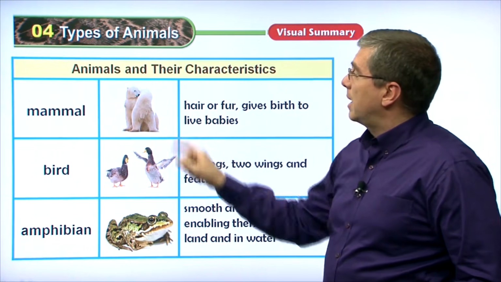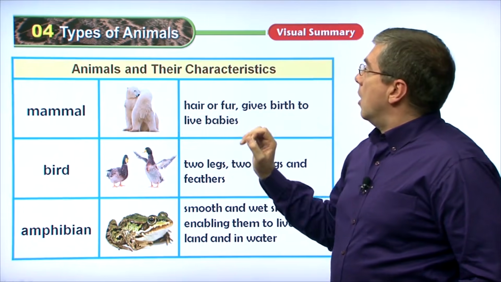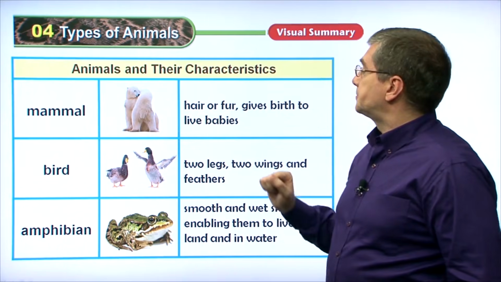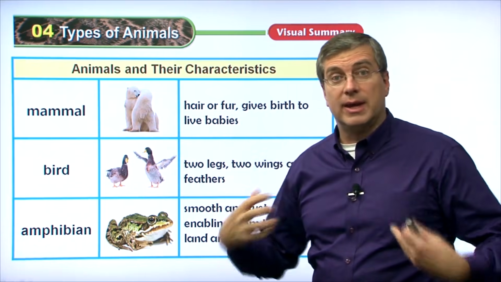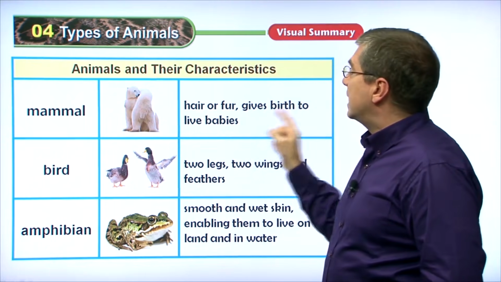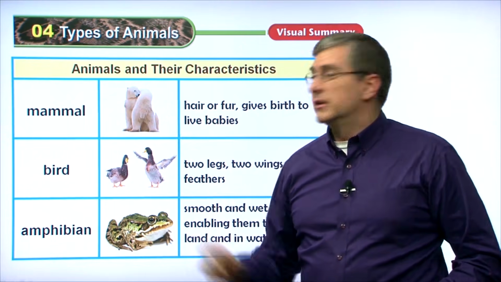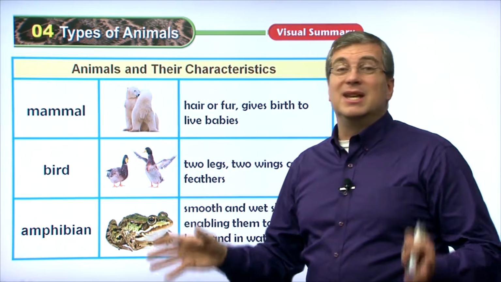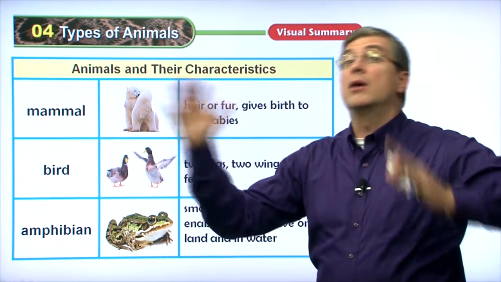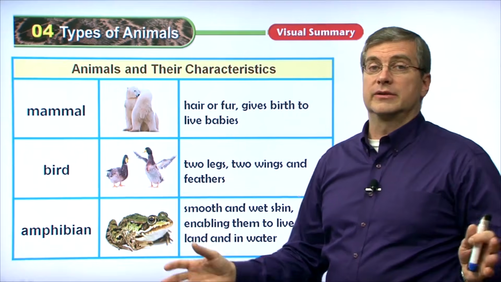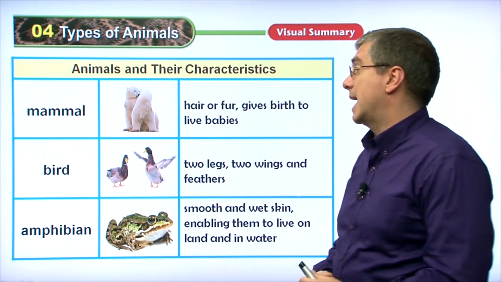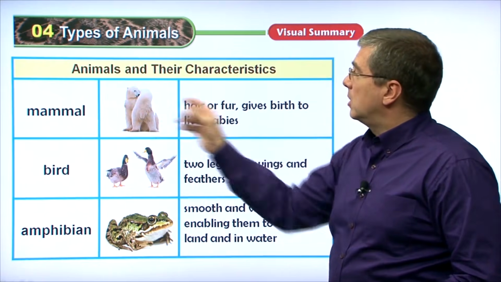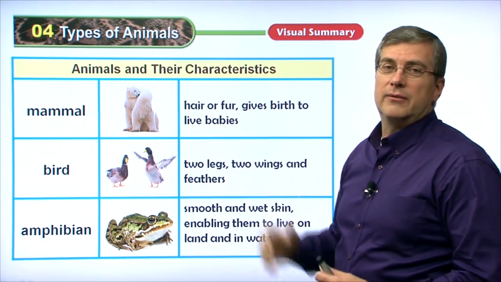But this is a polar bear, polar bears. What is their characteristic? Hair or fur. So we can see that mammals have a lot of hair. They have fur on their bodies. They give birth to live babies. So when they have a baby, the baby is not in an egg. It's moving around already. It's ready to start crawling around, sometimes even to start walking around, depending on the animal. Okay, so that's a mammal. This is the characteristic of the mammal.